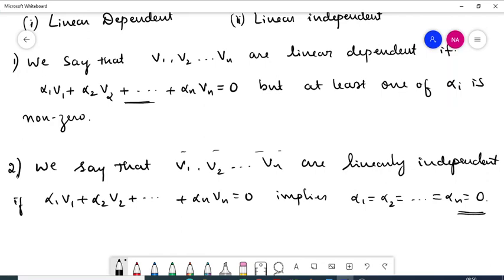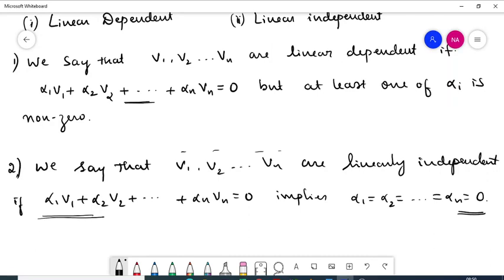The best way to define linear dependent and independent vectors is to write down the definition of this one. We say that v1, v2, ..., vn are linearly independent if the linear combination equal to 0 implies all the scalars are 0. Otherwise it is called linearly dependent. That is enough to define linear dependent and independent vectors.